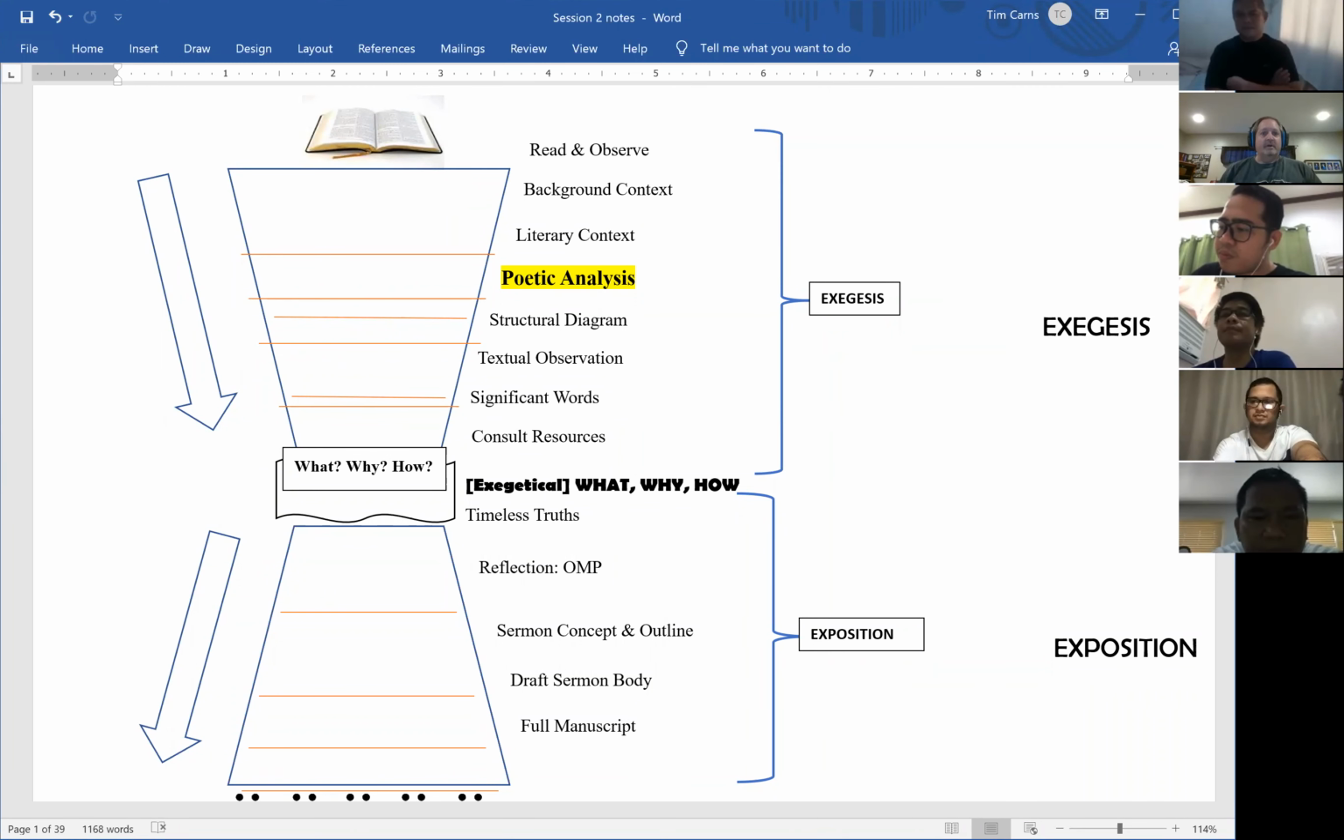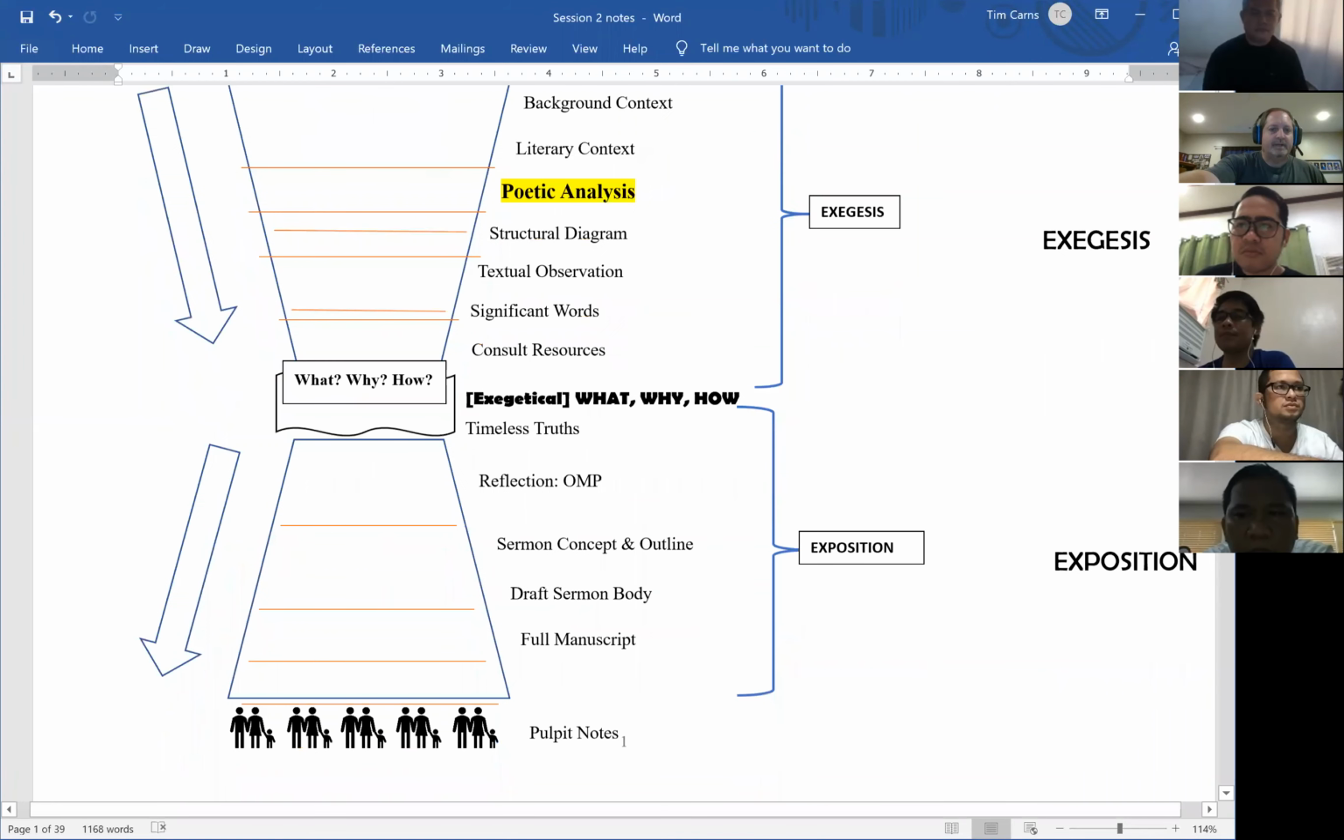Okay, great. Last week we spent a lot of time on those first 3 steps to focus our attention on the book as a whole. So for any passage, we want to understand the book as a whole. That was where we emphasized most of our attention, and then we began to talk about the poetic analysis a little bit on our 4th step.